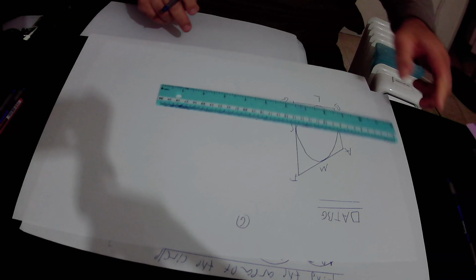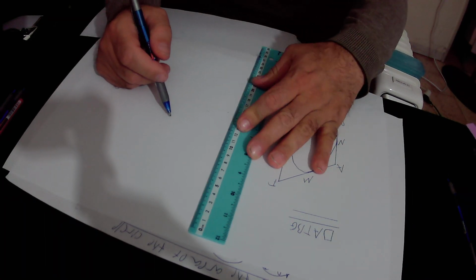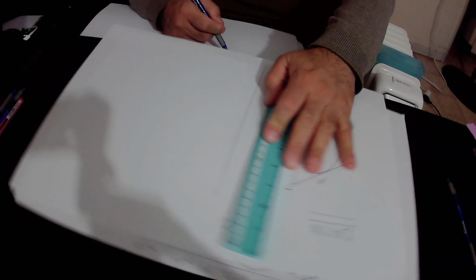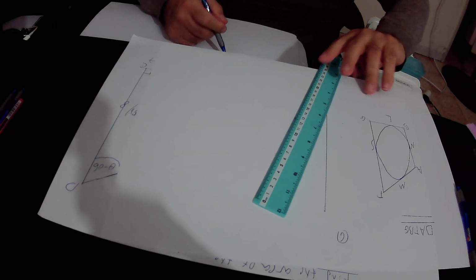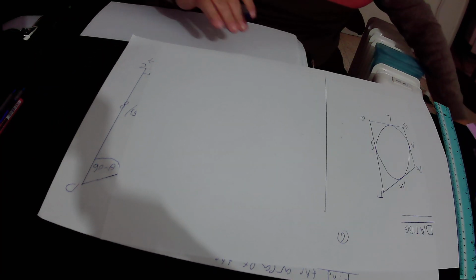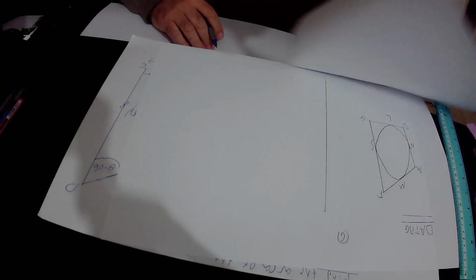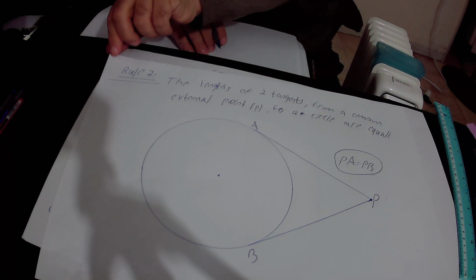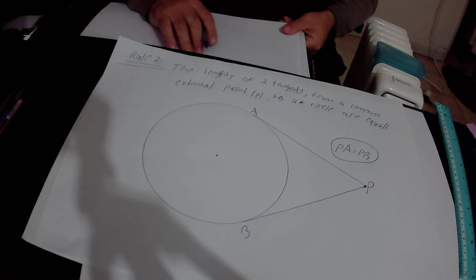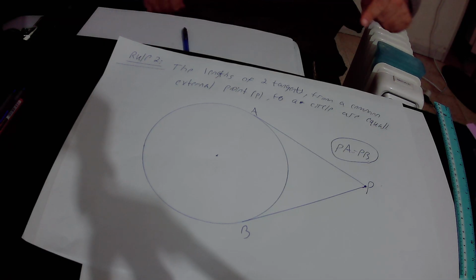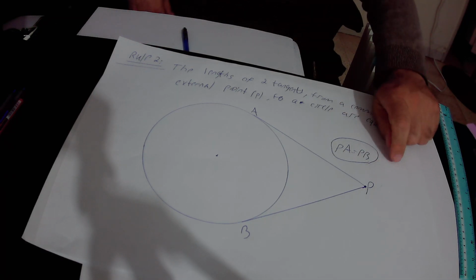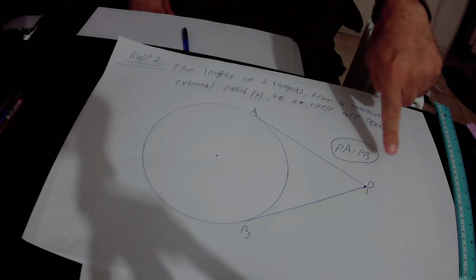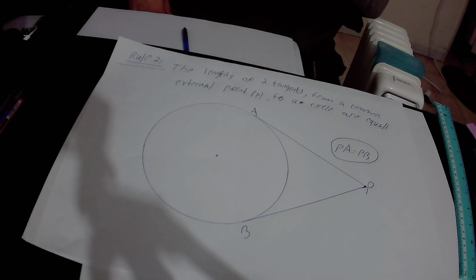So, in the next step, I will present to you a new rule number 2, and we implement the new rule in our drawing. According to rule number 2, the lengths of two tangents from common external point to a circle are equal. Point P is the common external point. From point P we draw two tangents to the circle, tangent PA and tangent PB. And according to this rule number 2, the lengths of those two tangents must be equal to each other. That is to say PA equals PB.